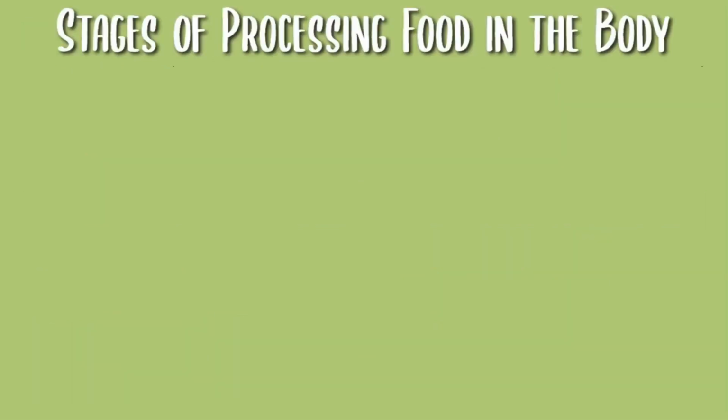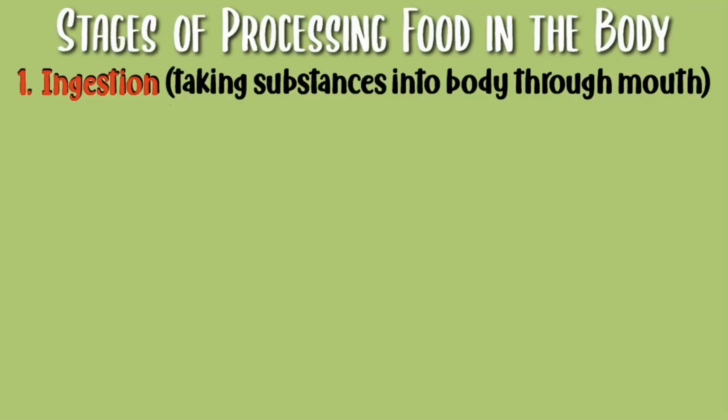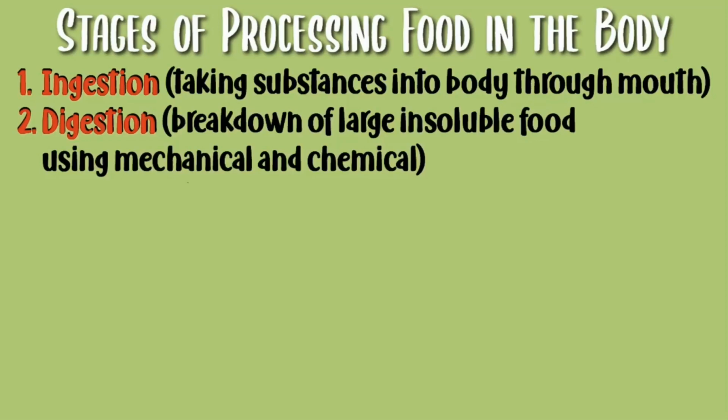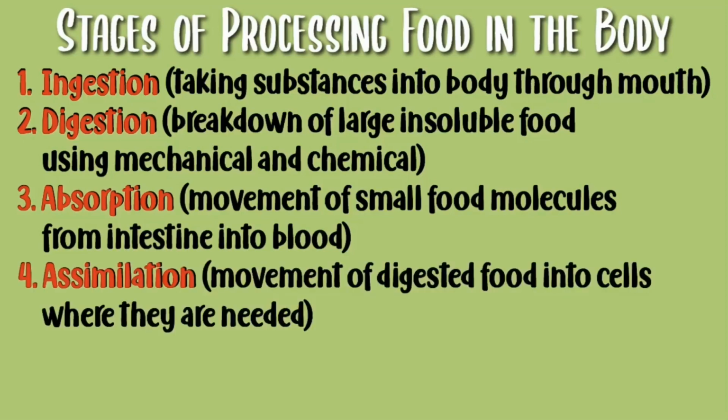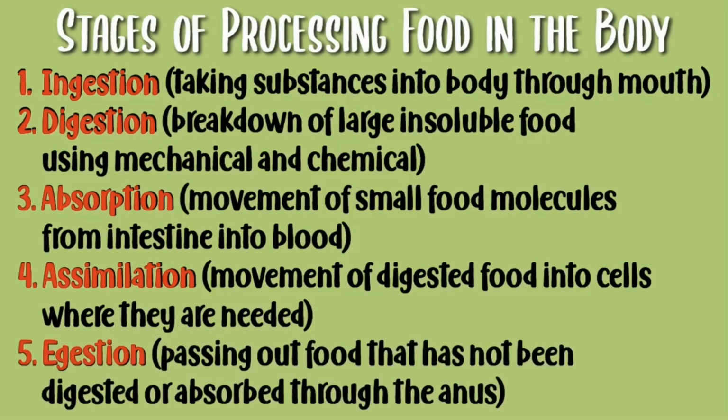Now we'll be looking into the stages of processing food in the body. First is ingestion, which is taking substances into the body through the mouth. Next is digestion, which is breakdown of large insoluble food using mechanical or chemical means. Third is absorption, which is the movement of small food molecules from intestine into the blood. Fourth is assimilation, which is the movement of digested food into cells where they are needed. And fifth is egestion, which is passing out food that has not been digested or absorbed through the anus.